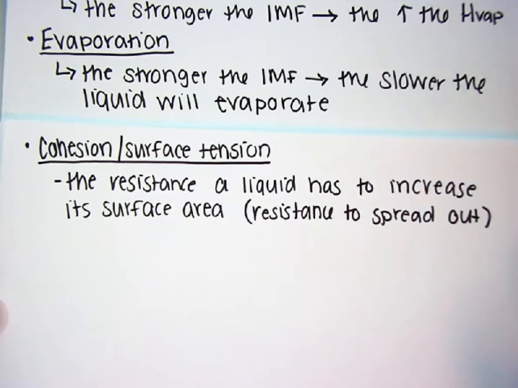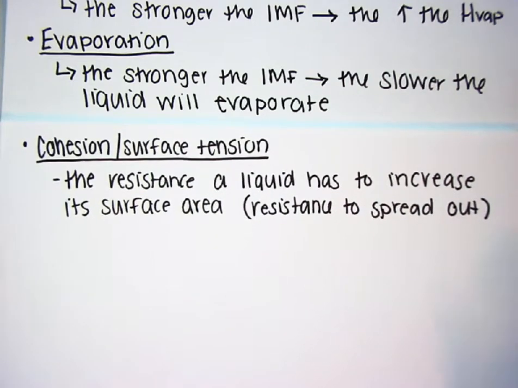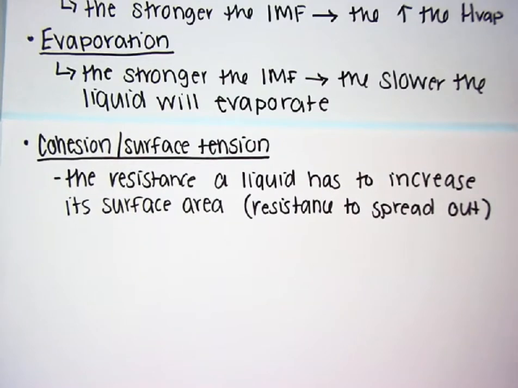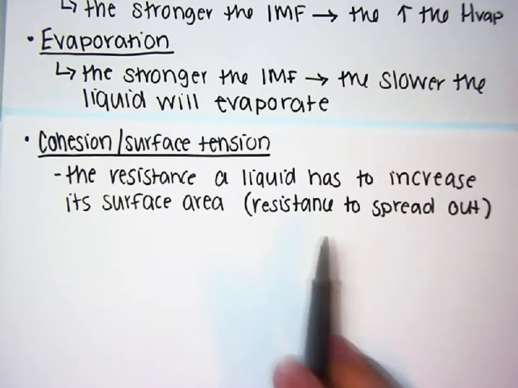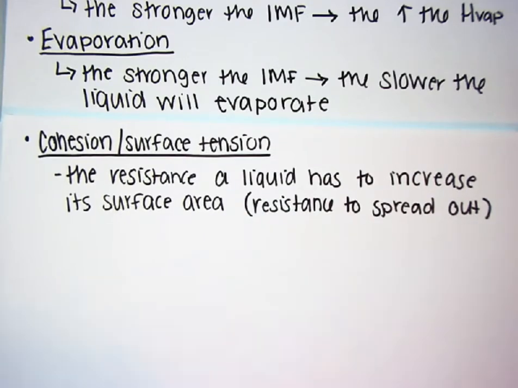Again, think about water. Like if you've seen a drop of water or dew in the morning on a blade of grass, think about how that water kind of bubbles up. It's not spreading out. That means it has a high cohesion.